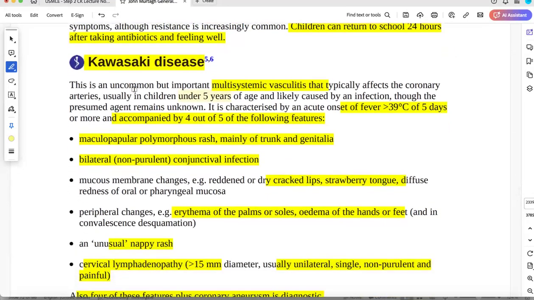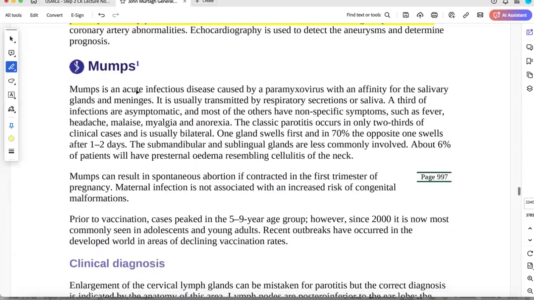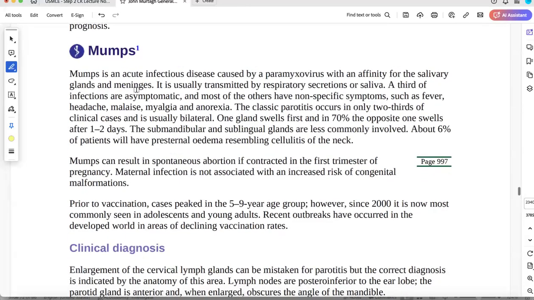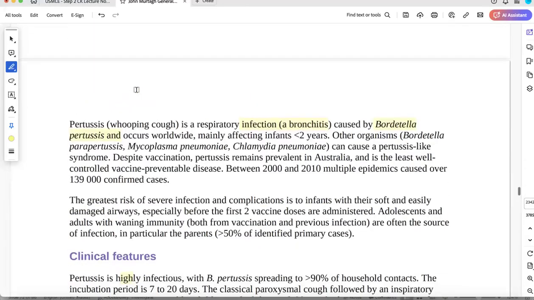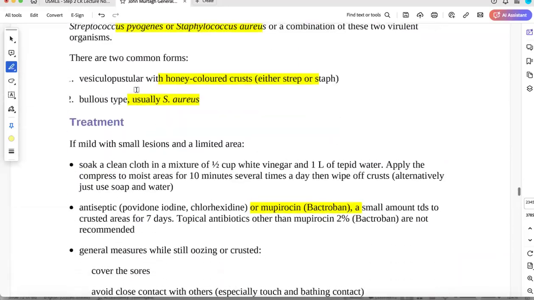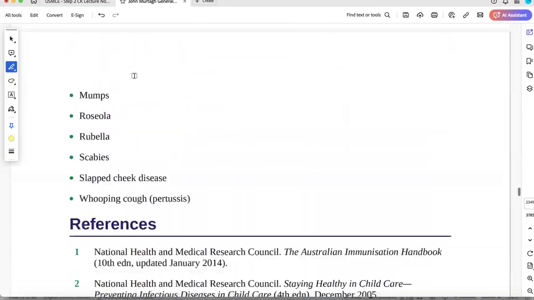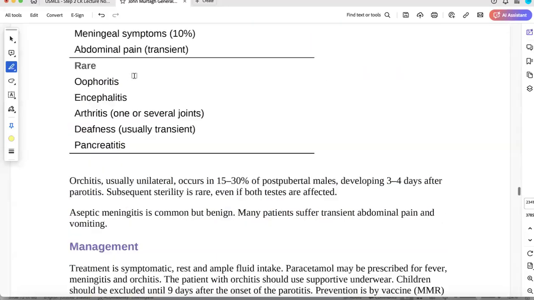Then we have Kawasaki disease. We know the pattern: fever above 39 degrees with 4 out of the 5 symptoms. That's mainly it, but don't forget the echocardiogram for coronary ectasia, and the main treatment is immunoglobulin. We talked about pertussis already. And then we have impetigo, which we talked about, and head lice. That's mainly all about it.